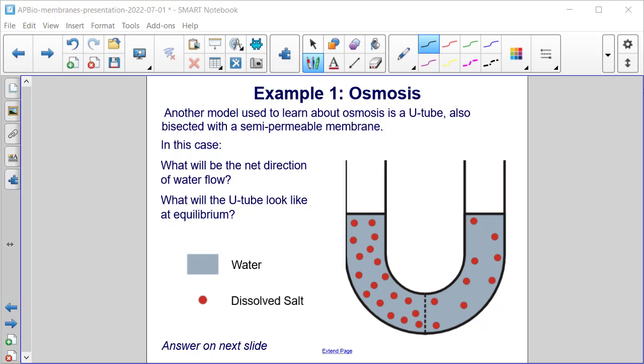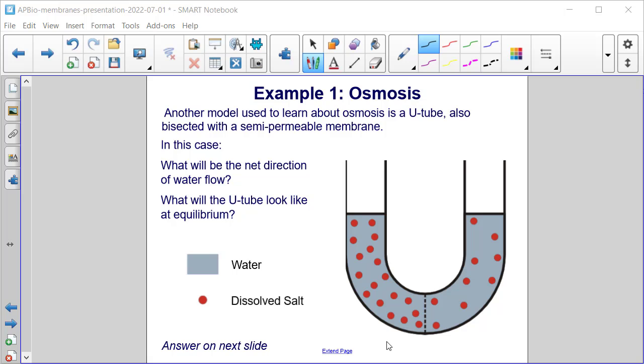Example 1, osmosis. Another model used to learn about osmosis is a U-tube, which you can see here, which is also bisected right here by a semi-permeable membrane. So you can see we have this gray, which is the water, and the red dots are the dissolved salt, the solute. So the question we need to answer is, what will be the net direction of the water flow? And what will the U-tube look like at equilibrium?